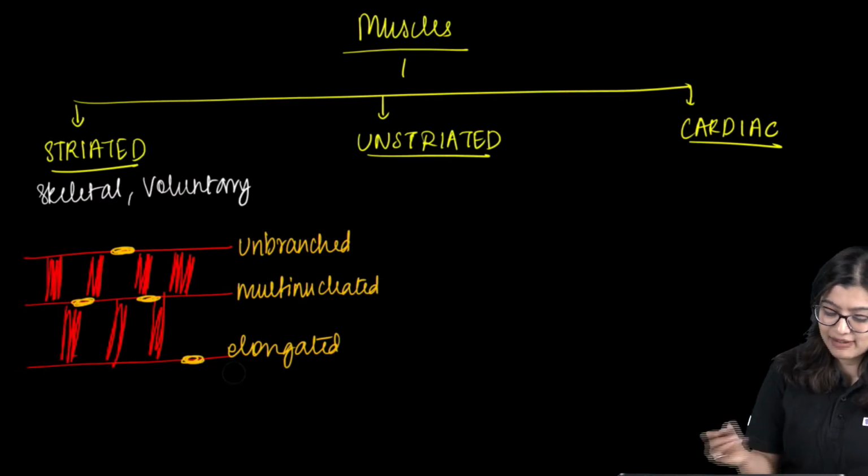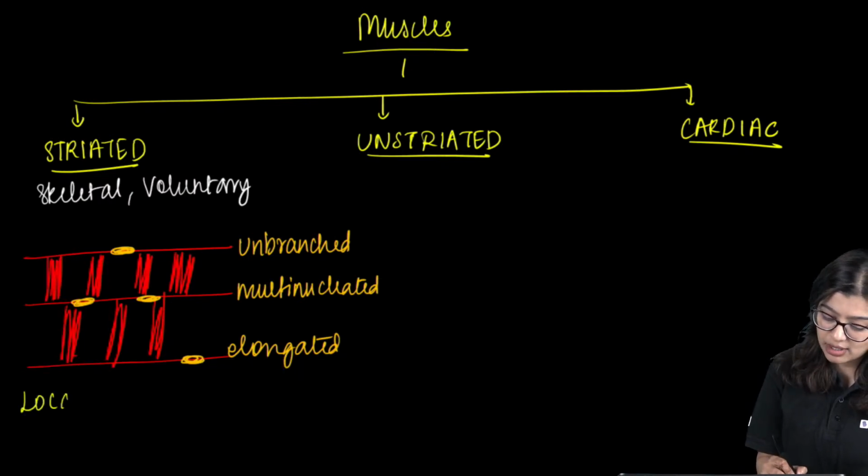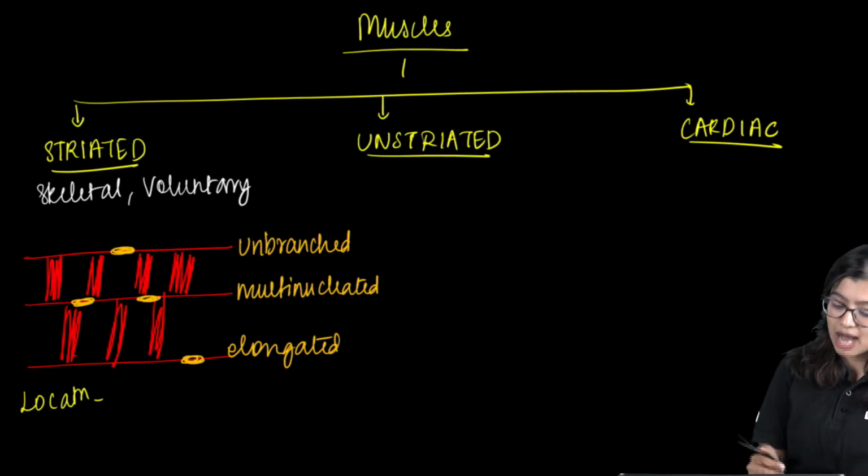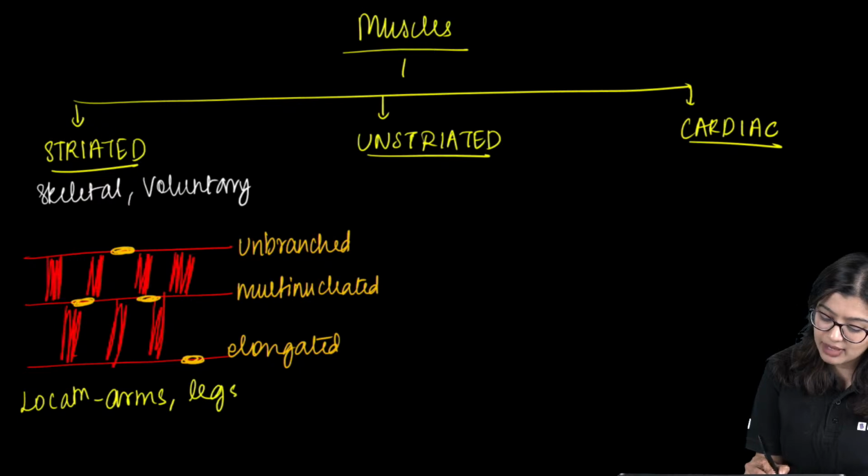Now you need to know where we find them. Where do I find them? What is the location? Easy. They are mainly found in the arms and legs, right? So wherever we see, in the arms and legs, we will find them.